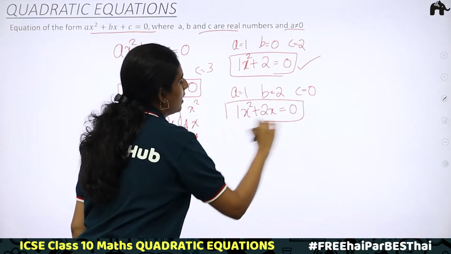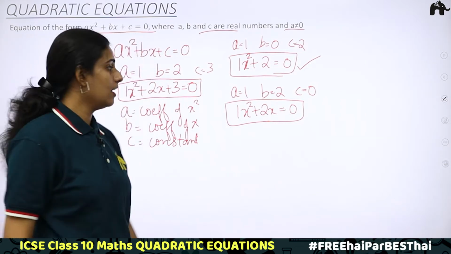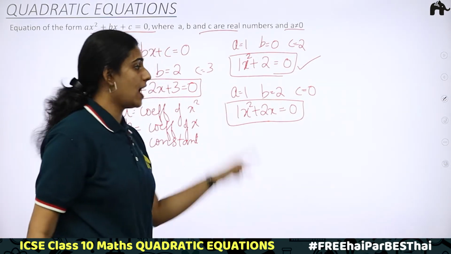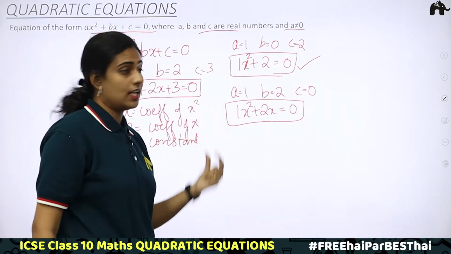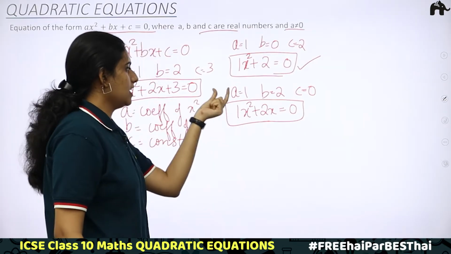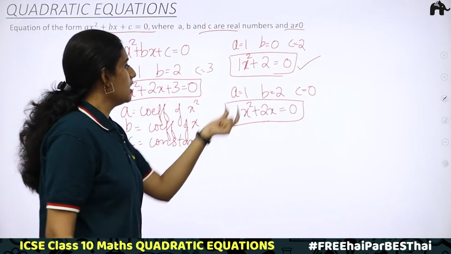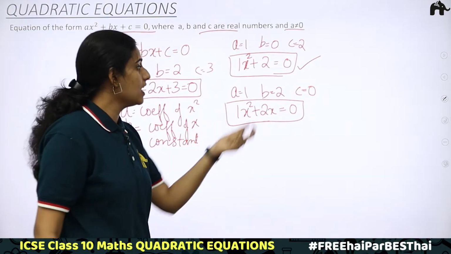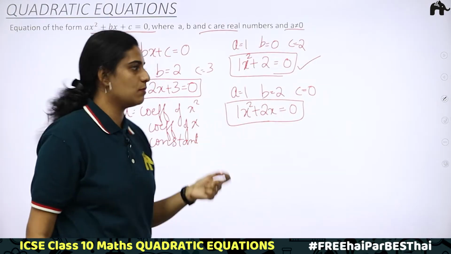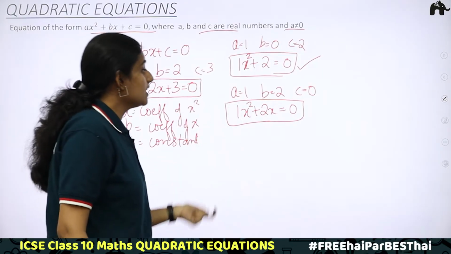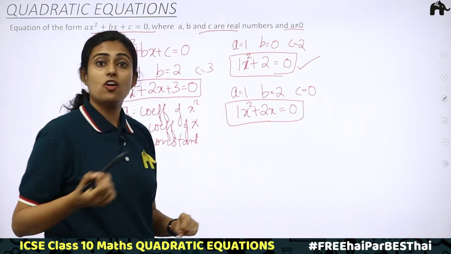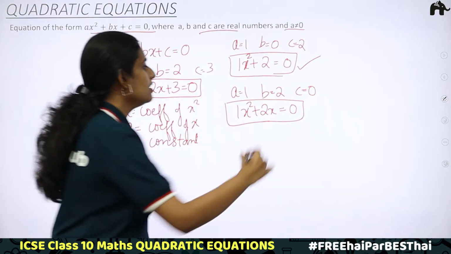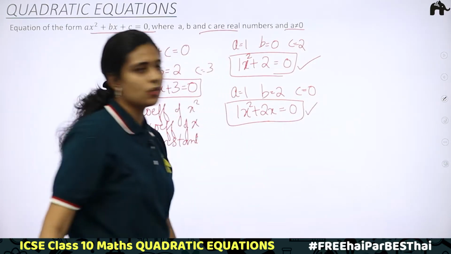Is this a quadratic equation? Here, first condition, the highest power of x is 2. That is satisfied. Second condition, a, b, c are real numbers. a is equal to 1, that is a real number. b is equal to 2 is a real number. c is equal to 0, 0 is a real number. That is also satisfied. And the third condition, a not equal to 0. a is equal to 1, a not equal to 0 is also satisfied. This is also an acceptable form.